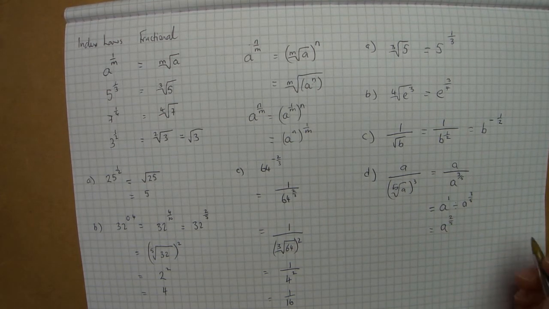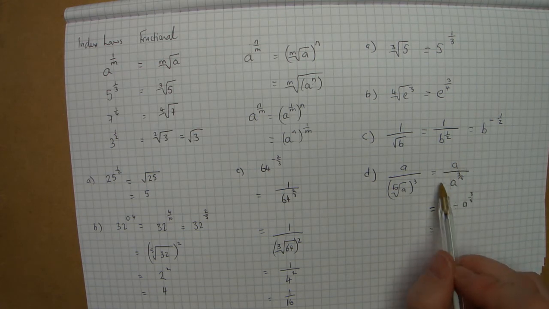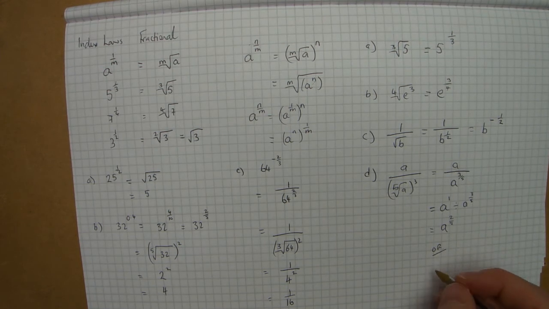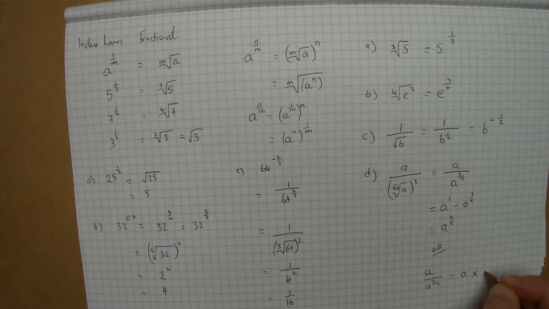Now I said there were 2 different ways in which we could have solved this. The other way would have been to use our negative rule. So this would have been a over a to the 3 over 5, and we could have expressed that as a multiplied by a to the negative 3/5. So the power on the bottom, if we want to bring it up, is going to be to the minus. A has a power of 1, and then when we're multiplying we add the indices, so 1 add negative 3/5 is 1 take away 3/5, so it's a to the power of 2/5.